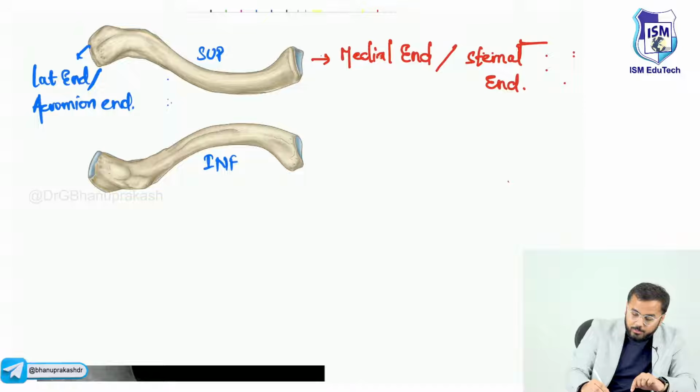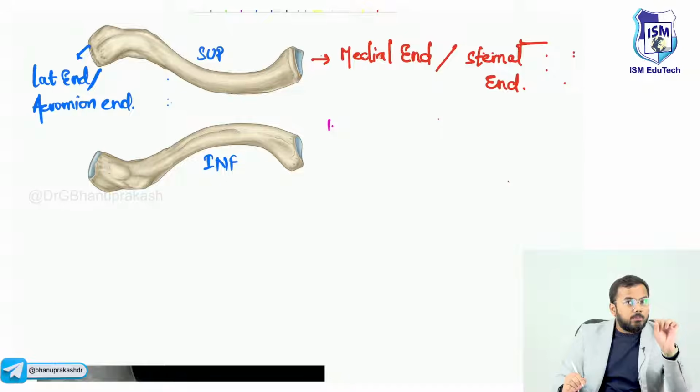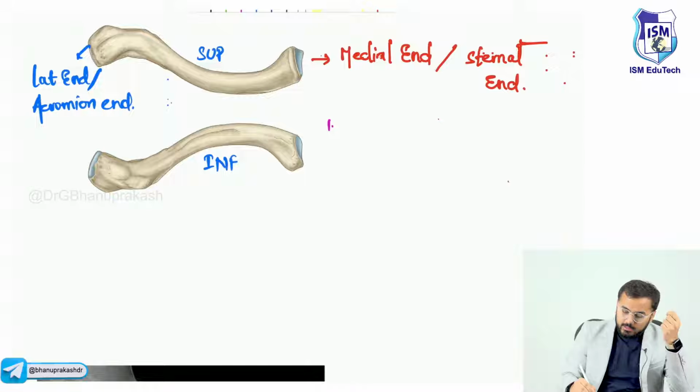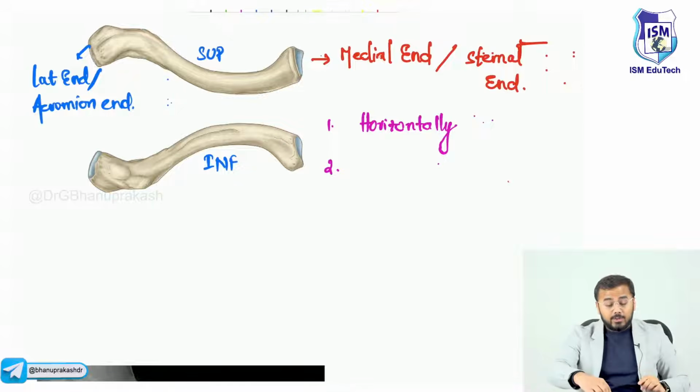The first important point I want to highlight here is that clavicle is the only bone which is located horizontally in your body, right? So all the way from medial end to the lateral end, clavicle is the only bone which is located horizontally. Okay. Second important point.